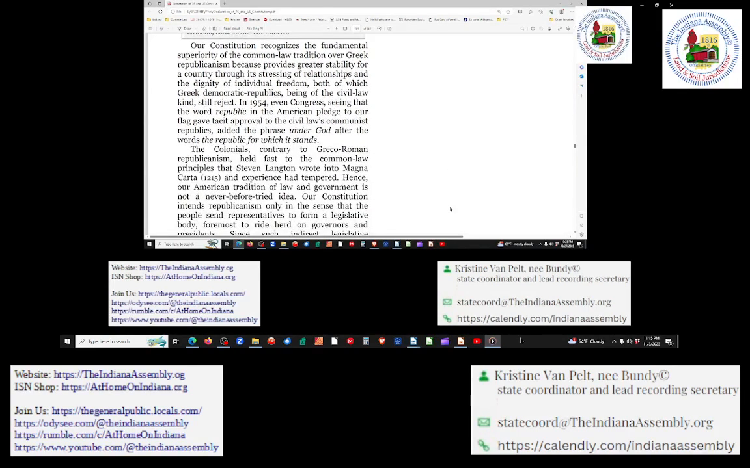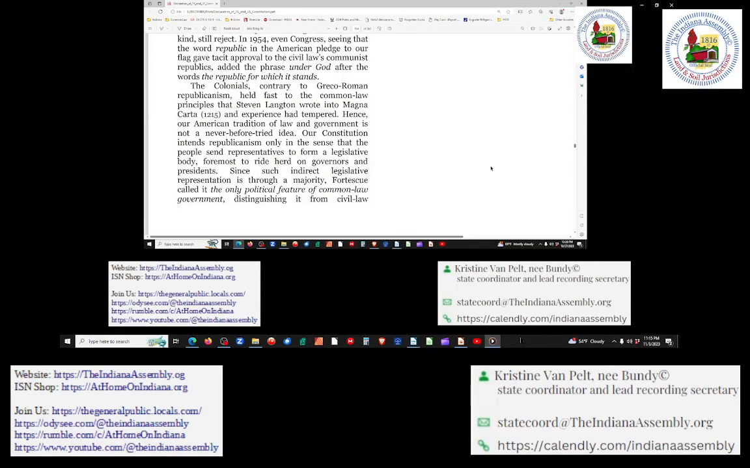Our Constitution recognizes the fundamental superiority of the common law tradition over Greek republicanism because it provides greater stability for a country through its stressing of relationships and the dignity of individual freedom, both of which Greek democratic republics, being of the civil law kind, still reject. In 1954, even Congress, seeing that the word republic in the American pledge to our flag gave tacit approval to the civil law's communist republics, added the phrase under God after the words the republic for which it stands.